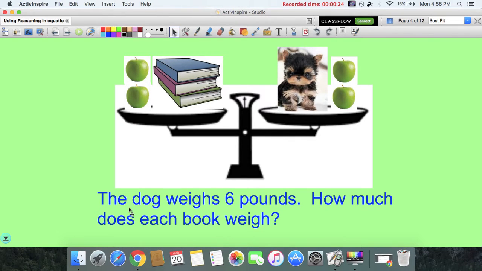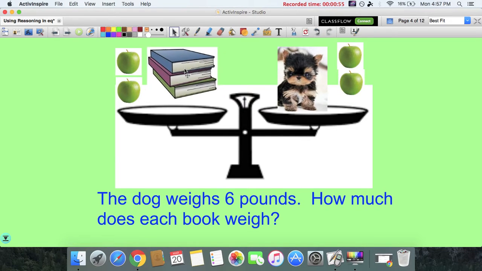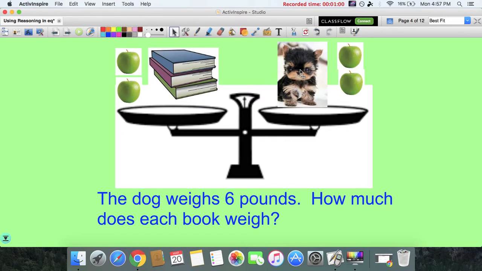So the question here was, the dog weighs 6 pounds. How much does each book weigh? Well, one of the things we can logically conclude is that they are balanced. Assuming that these apples are exactly the same, we can determine that this apple and this apple weigh the same, and this apple and this apple weigh the same, right? Therefore, that leaves these 3 books to weigh as much as this puppy.